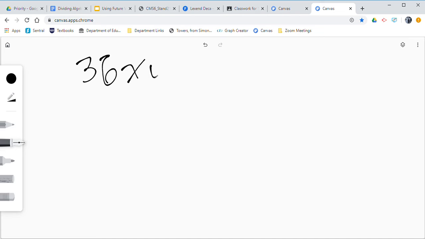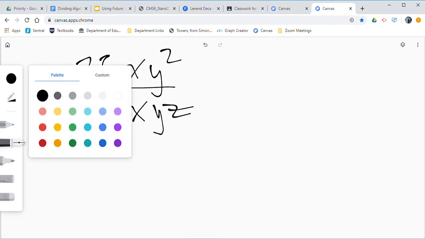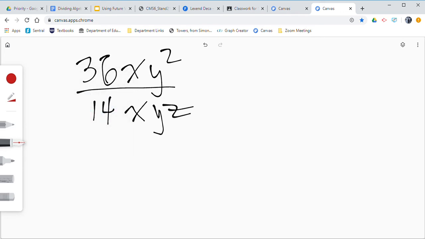36xy squared over 14xyz. All right. So the first thing I'm going to do is I know that both 36 and 14 are even numbers, so I'll divide by 2 and divide by 2.